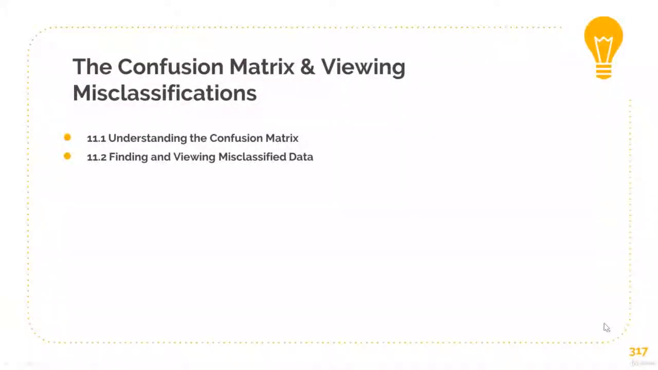So let's look at the contents in this chapter. It's fairly simple. 11.1 basically deals with the confusion matrix, and 11.2 deals with misclassified data and how we can view them. Okay, so let's get started on 11.1.